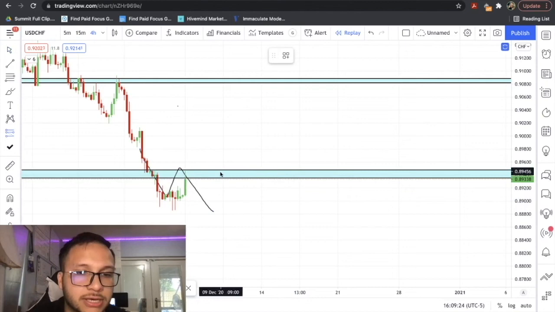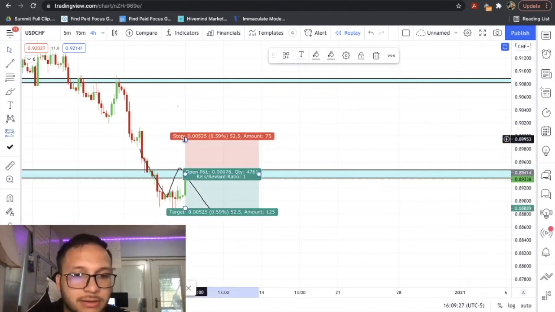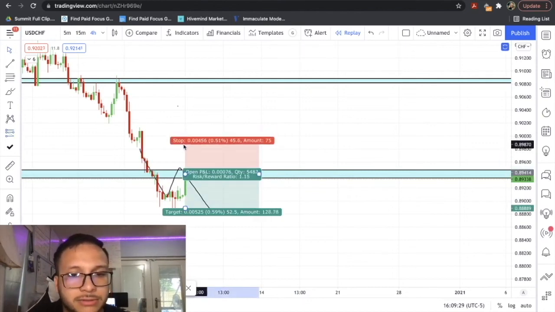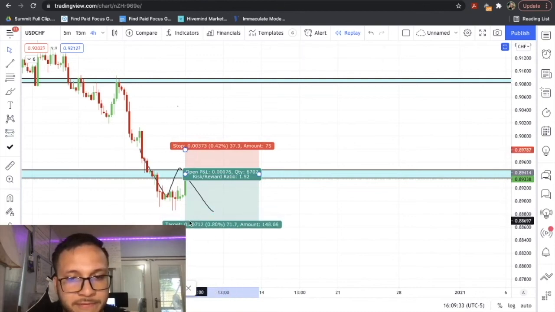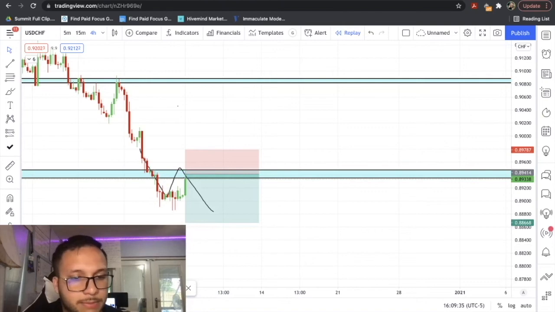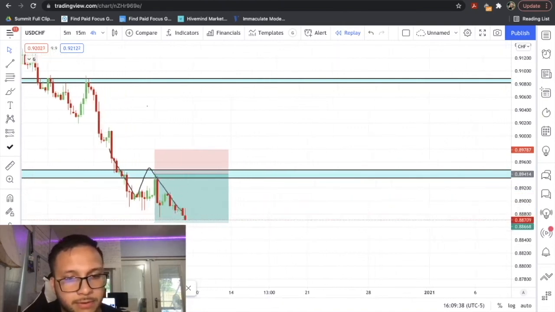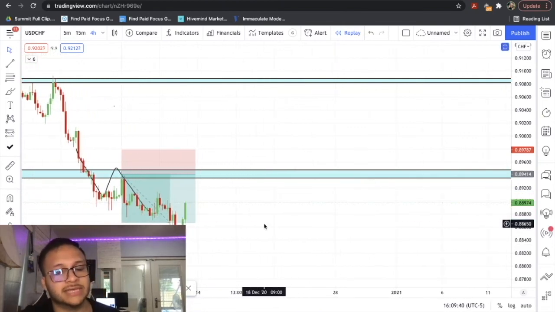I can bet money. I can literally say, look guys, this is gonna be my stop loss right here, right? And let's say I might take profit right here. And let's see what happens. Simple. I'm telling you, this is simple, guys.